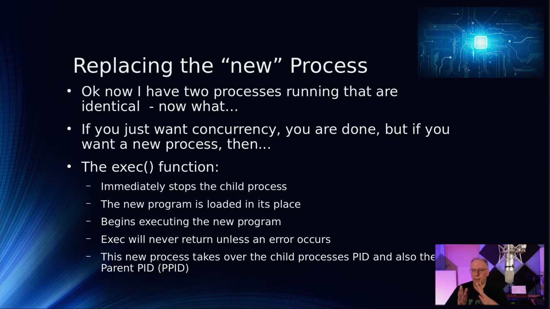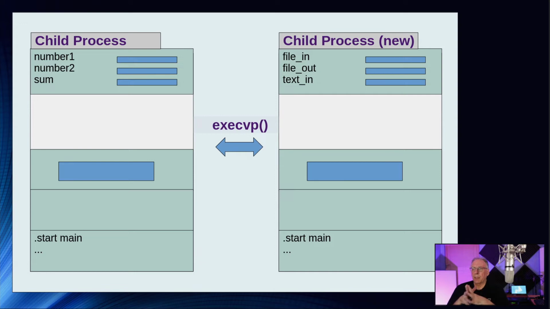And one other differentiator is that when I did the fork, there was another construct that was created, and that's called the parent process ID. That always points back to the original parent, and that remains. So none of that will change. The process ID of the child remains the same after an exec. The parent process ID remains the same after an exec. So it continues to point back to the originator of the process that started up this child process to begin with.